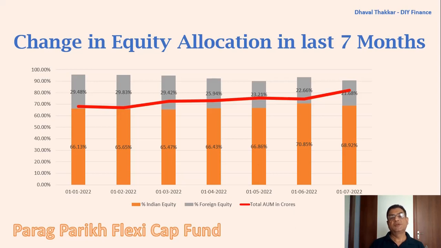Equity mutual fund investments are long-term investments, and checking the fund performance too often is not needed. Ideally, one should review the performance twice in a year or a maximum of 3 times in a year.